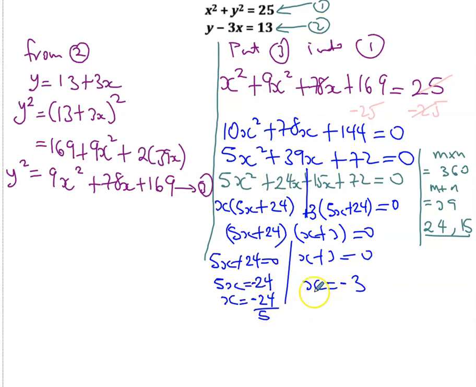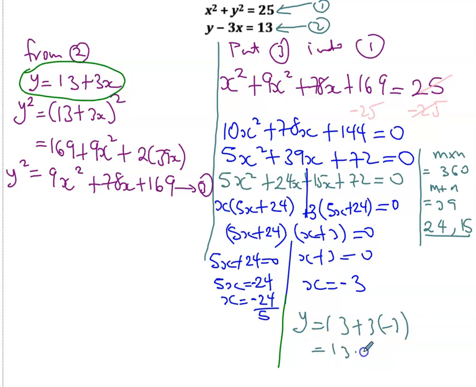Right, you're almost there. Initially we made y the subject on the left-hand side there. Now we know the individual values for x, we can find the corresponding y values. So our y is going to be 13 add 3 lots of negative 3. That should be 13 minus 9, and that should give you 4. Hence, when x is negative 3, y is 4. We transfer to the other side and do the same thing. Y then becomes 13 add 3 lots of negative 24 over 5.